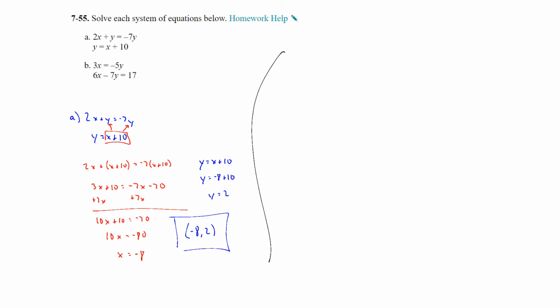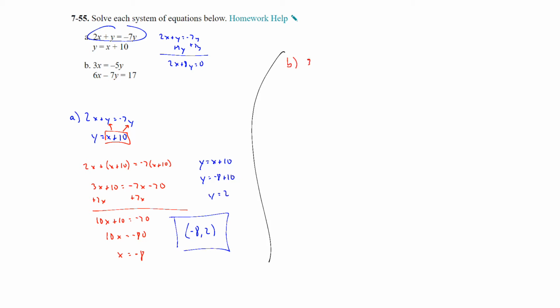Before I move on to the next one, if you wanted to simplify this equation on top, because there is a y value on both sides, you could do that a couple different ways. You could either add the 7y to both sides and get 2x plus 8y equals 0, or you could subtract the y. I didn't do it that way in the problem, but once again, it's possible.